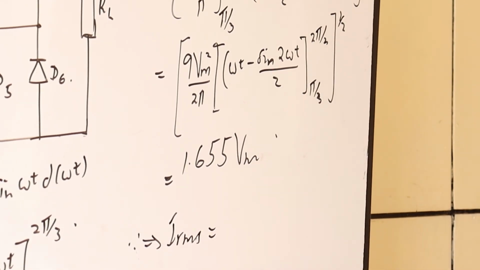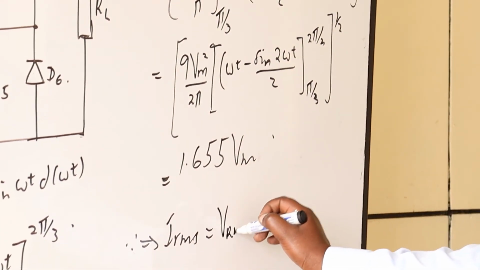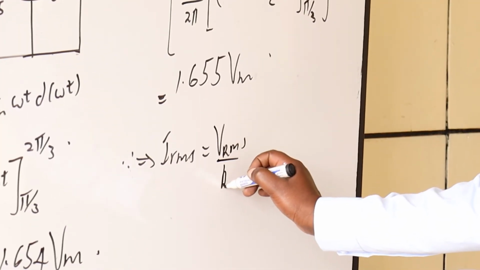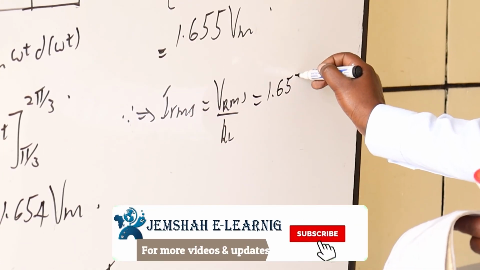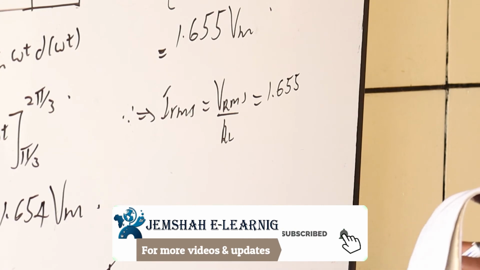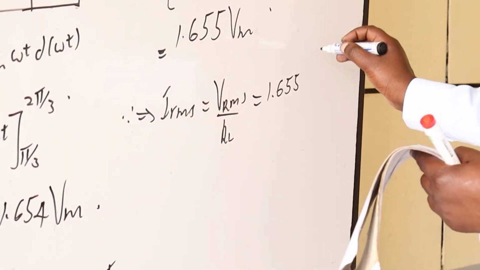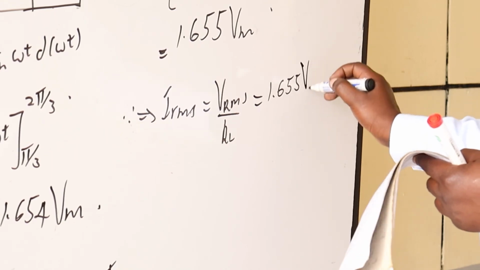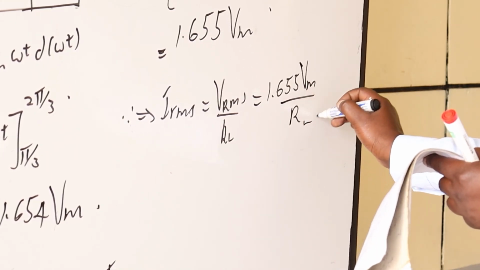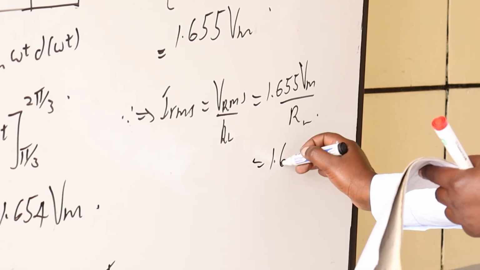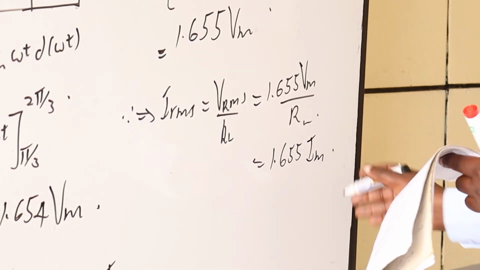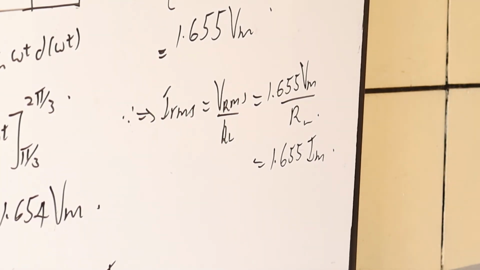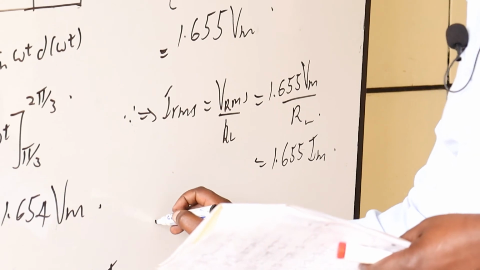So IRMS would be VRMS all over RL, which gives us 1.655 Im. Okay, this is Vm all over RL. So the answer becomes 1.655 Im. That is the IRMS. Ripple factor, the same procedure.